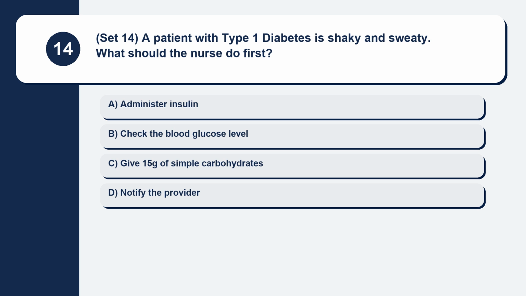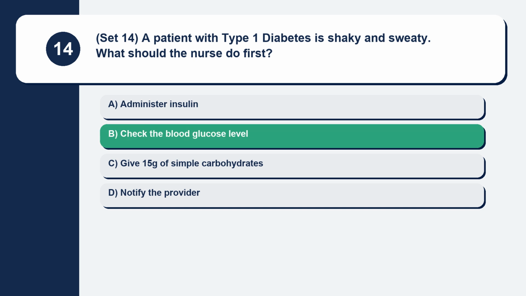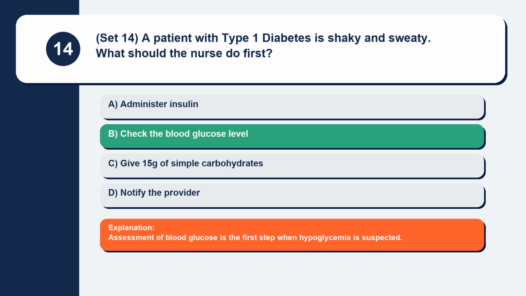Question 14. Set 14. A patient with type 1 diabetes is shaky and sweaty. What should the nurse do first? Administer insulin, check the blood glucose level, give 15 g of simple carbohydrates, notify the provider. Assessment of blood glucose is the first step when hypoglycemia is suspected.